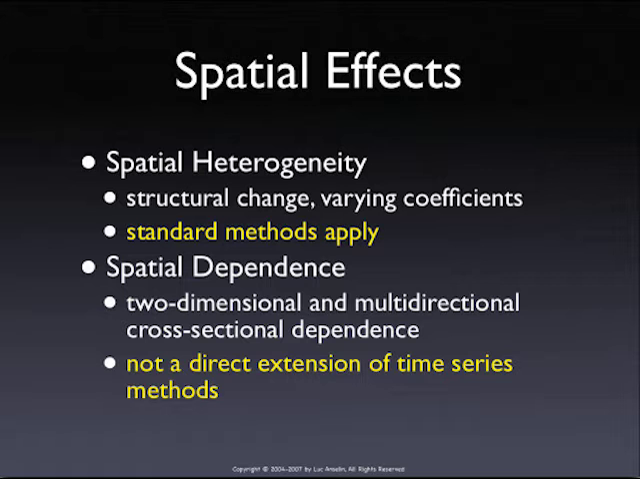Now, this is just a special case of heterogeneity. Structural change, heteroscedasticity, unstable functional forms, those kinds of things. What makes it spatial is that we'll exploit information about the spatial structure to model this. The other thing that complicates matters, as I already alluded to, is that it's hard to distinguish spatial heterogeneity from spatial correlation. The spatial dependence part is two-dimensional and multidirectional. And there's a feedback, there's a simultaneity. That makes it very different from time series.